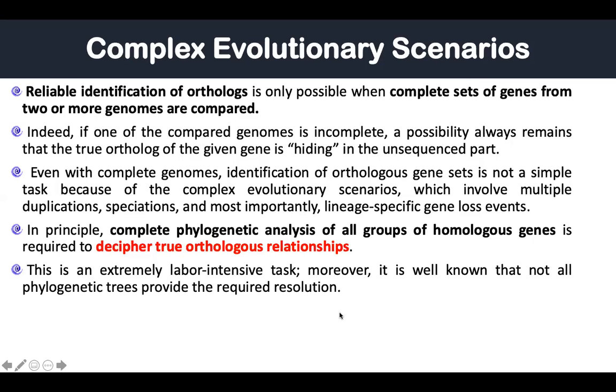So this is what it explains here. Indeed, if one of the compared genomes, let's say you're comparing two genomes, is incomplete or partially sequenced, you are expecting both to be 6 million bases, but one is only 4 million, the other one is 6 million bases. So a possibility always remains that the true ortholog, or true orthologous gene, is hiding in the unsequenced part. But of course, you cannot confirm whether it is present or absent until you get a complete genome sequence of the second genome, right?